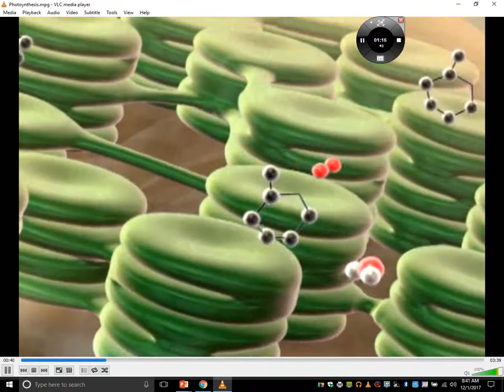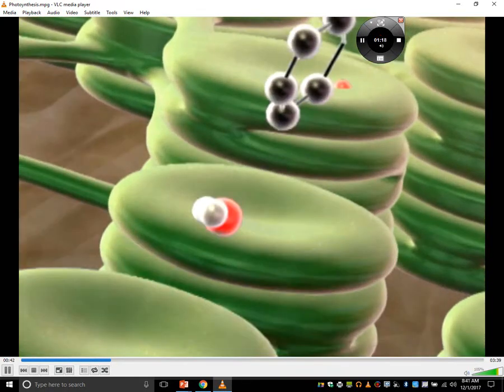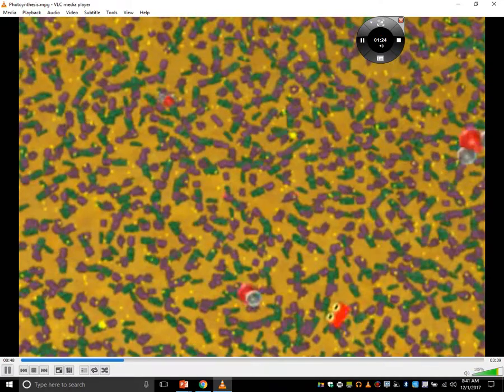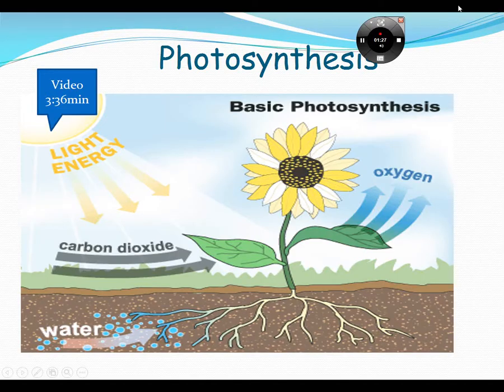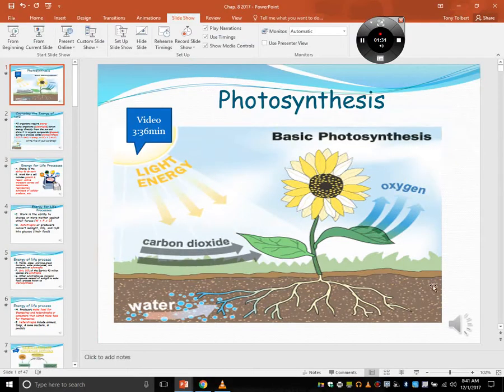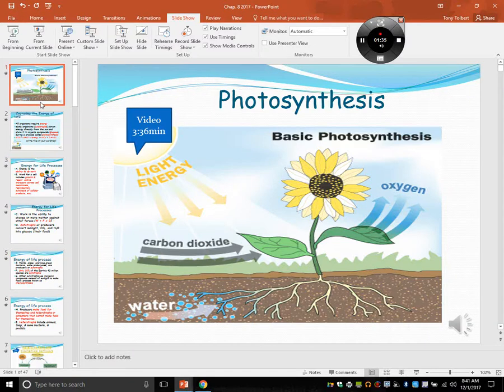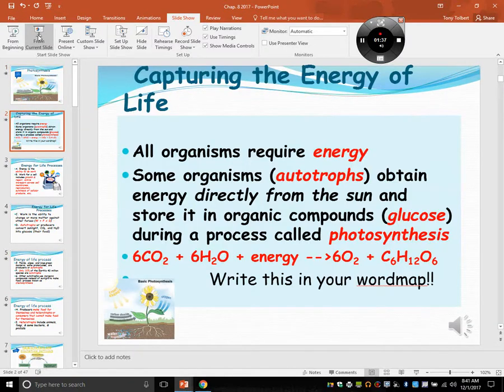Zooming into a chloroplast, we see these flattened membranous sacs called thylakoids. Here, light energy is converted to chemical energy in the first phase of photosynthesis, the light reactions. The two green structures you see here are photosystems. We will continue that another time.